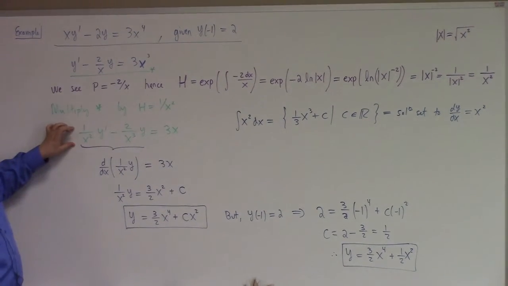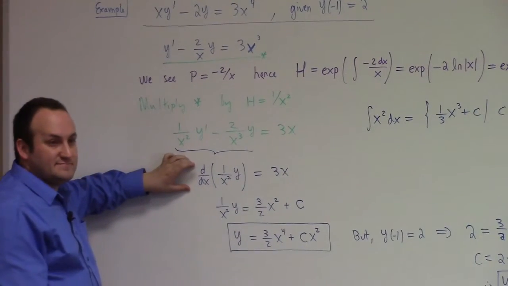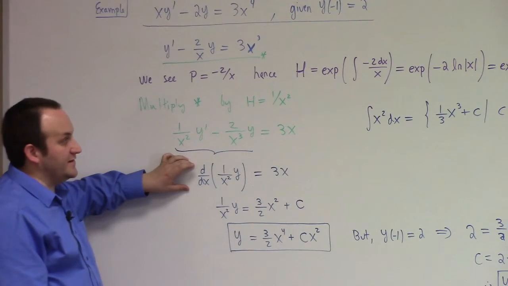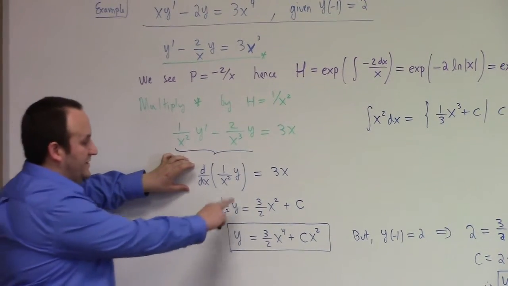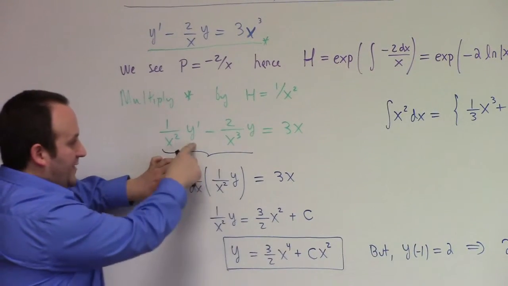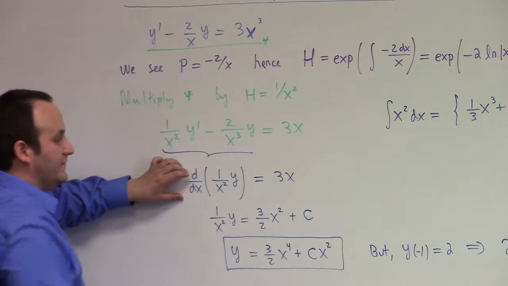This is the derivative of this product. It's the integrating factor times y. But again, we should think through this to make sure we didn't make a mistake in the calculation of h. If we differentiate this product, do we get back to here? Well, I definitely get 1 over x squared times y prime, plus y times the derivative of 1 over x squared. What is the derivative of 1 over x squared?